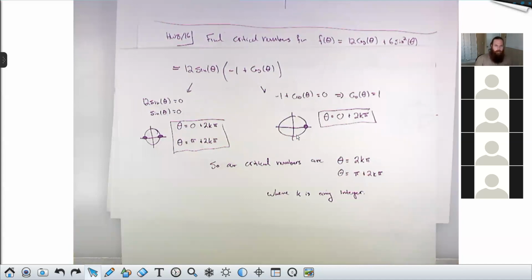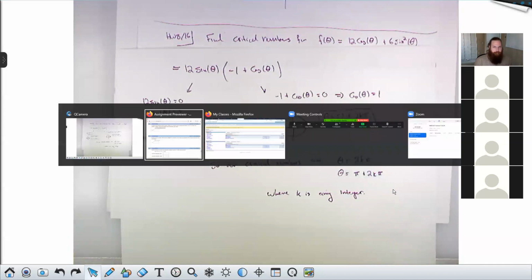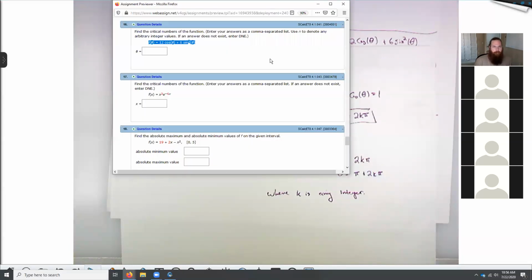If they asked us just for the critical numbers between 0 and 2 pi or something like that, then I would just take the 0 and the pi, right? Those would come from plugging in k equals 0. But if you want all of them, these are all of them. And I think they asked for all of them, right? Yeah, and you let n denote arbitrary integers. So instead of a k here, they want you to use an n. Well, that's it. That's your guy.